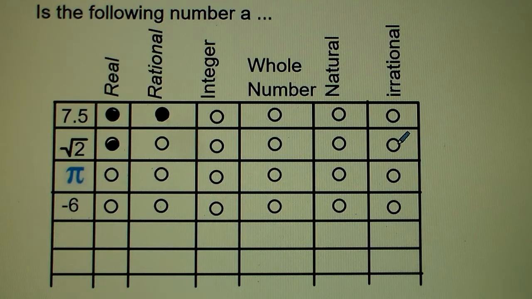So it turns out square root of 2, it's an irrational number. Doesn't have an endpoint. Pi is 3.14. We already know that's a real. It's also irrational. -6, it's a real number. It has an endpoint, so it's rational. It's also an integer. However, it's not a whole number, and it's not a natural number. So that's what those charts are looking for, or asking for, when you see those in the homework.